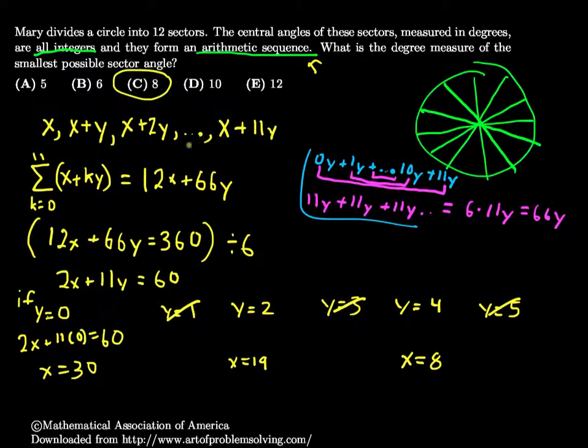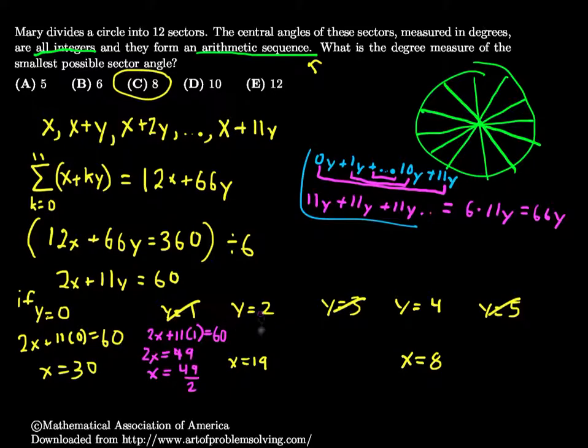And for those that want to keep watching, I'll fill in the work here. But if you get it, feel free to go to the next video. So the work here: basically I had 2x plus 11 times 1 is 60. 11 times 1 is 11, subtract from both sides, 2x is 49. So x equals 49 over 2, and I cannot get an integer for that.